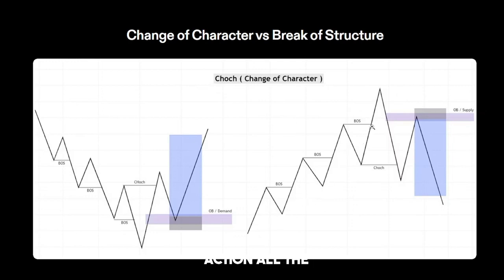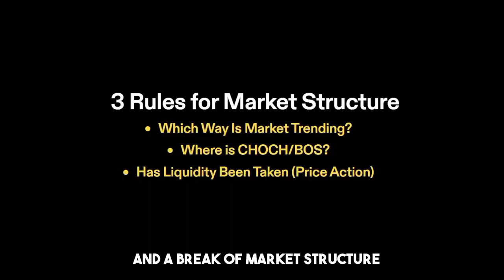We see bullish action all the way through, and then we see a change of character on that previous higher low, and then we break that higher low, showing that this could be a bearish sign of a reversal. We come back into our supply and we break all the way through down to new lows. So that's the difference between a change of character and a break of market structure. So what are the 3 rules for market structure, and what do I look for before entering a trade?